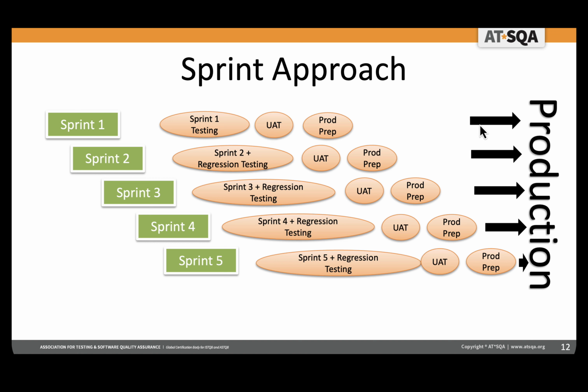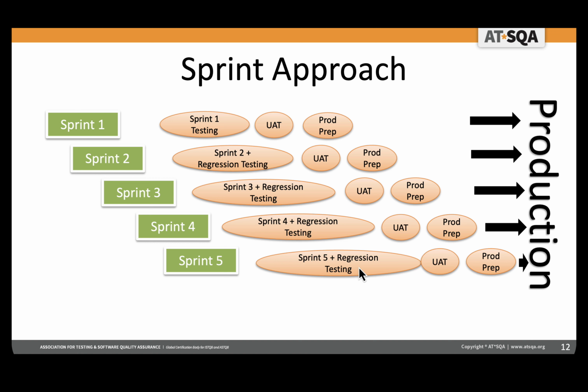Okay, now this is kind of a continuous deployment model here. Sprint 2. We've got sprint 2 testing to do, the functional stuff for sprint 2. Oh, now we've got to do regression testing for stuff in sprint 1. Got the UAT, got the prod prep, out it goes. Okay, sprint 3 comes. Oh, now we've got to do the regression testing for sprint 2 and sprint 1, plus the new stuff from sprint 3, and plus we've still got to do UAT and prod prep. It's getting longer. Sprint 4 gets worse, sprint 5 gets worse.